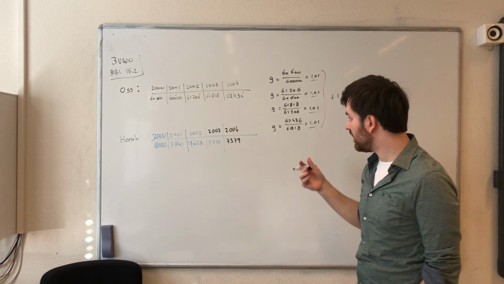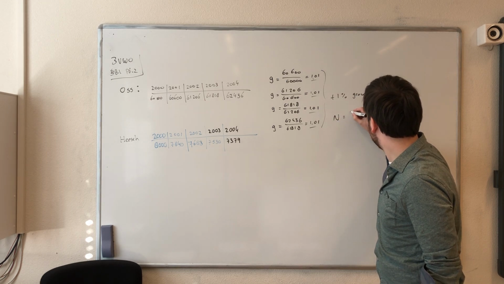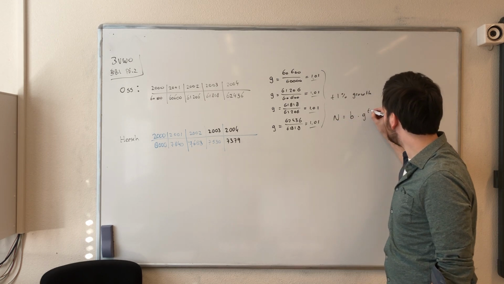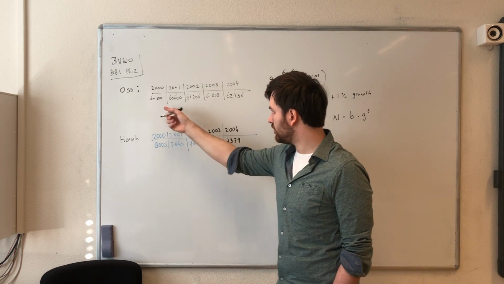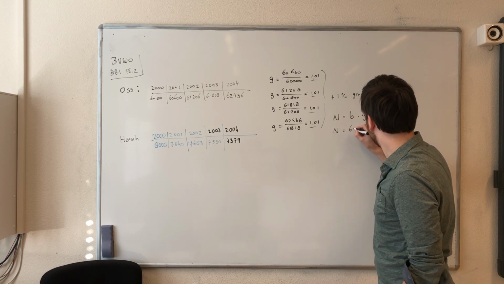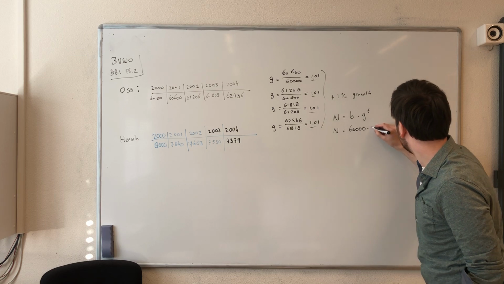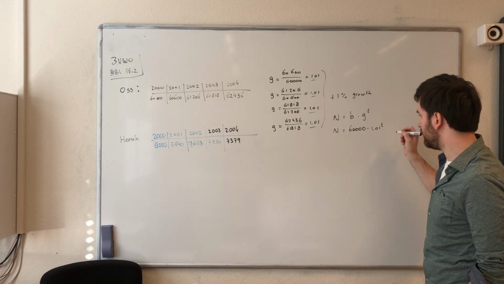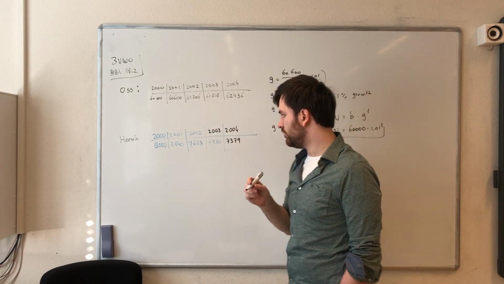So if you want an exponential formula, of the form N equals b times g^t, we saw this in the last video as well, we can say that our starting amount in 2000 is 60,000 times 1.01 to the power of t. And this formula works for Oss after 2000.